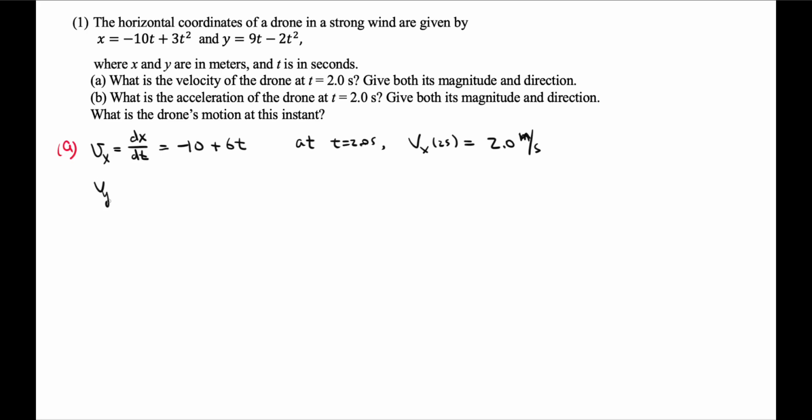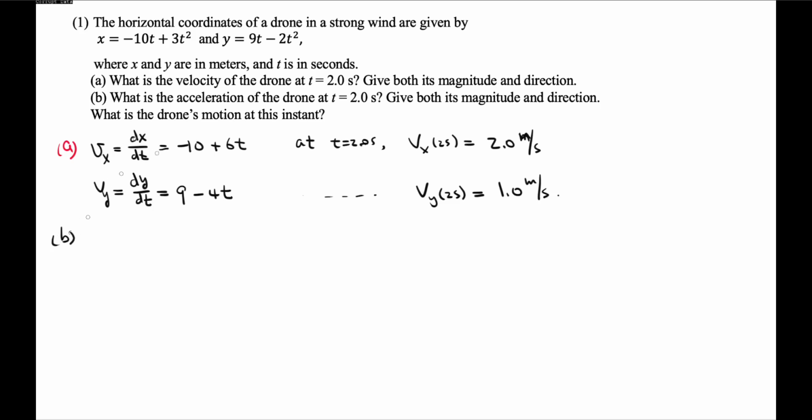Now for y, Vy, which is dy/dt, equals, if I take the derivative here, 9 minus 4t. Again, at t equals 2 seconds, Vy equals 9 minus 8, which is 1 meter per second.